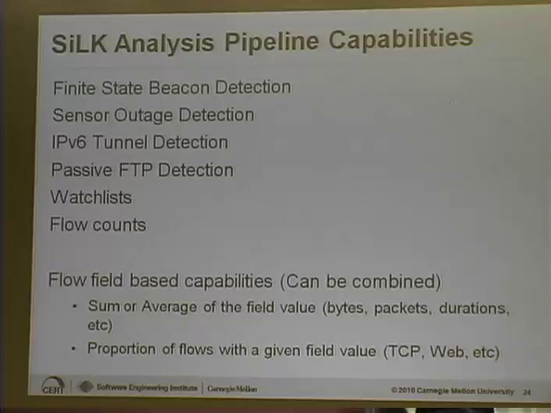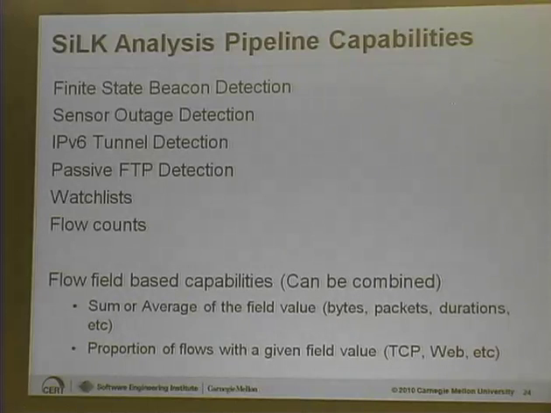So some interesting things that we've done with pipeline so far. First is finite state beacon detection, right? So let's keep track of all the flows. If we see a similar flow happen again across a fairly standard time interval, perhaps that's something to keep an eye on. Does it keep happening, right? Does that same flow happen every 5 minutes? Is it the same size or a similar size? And perhaps that warrants some further investigation.